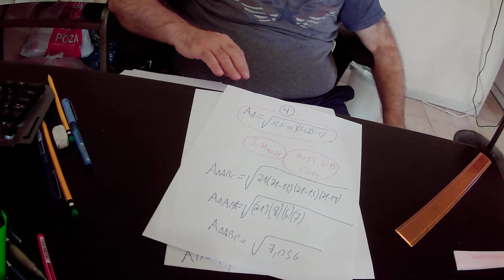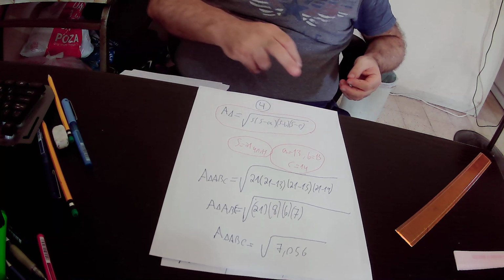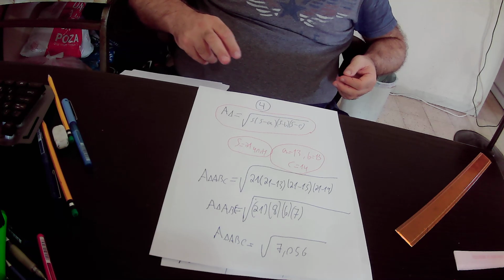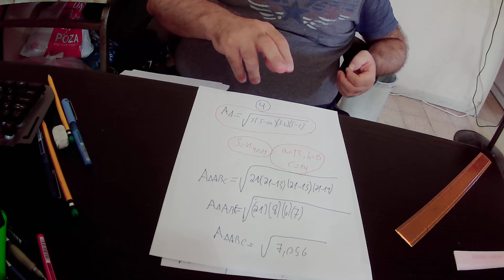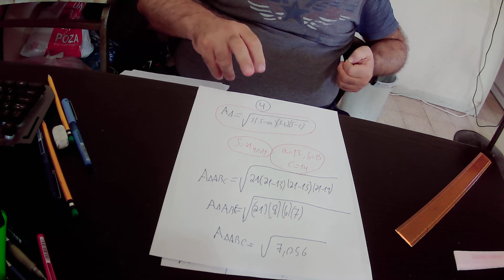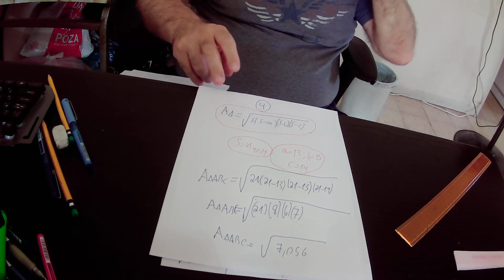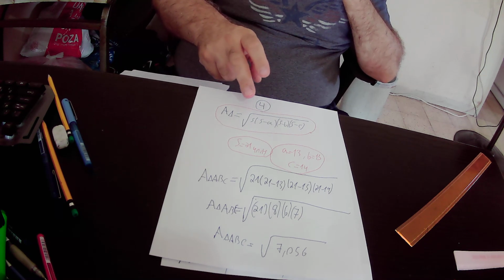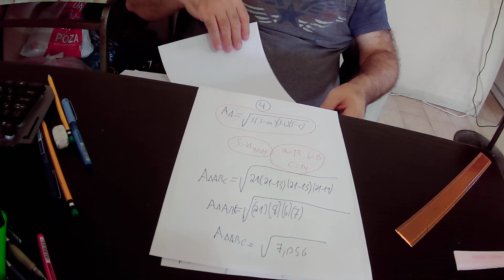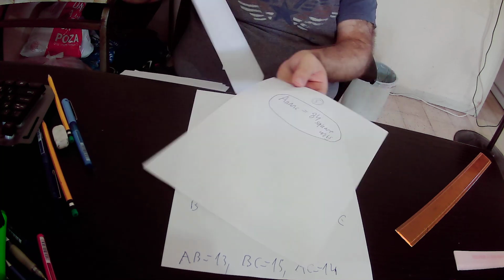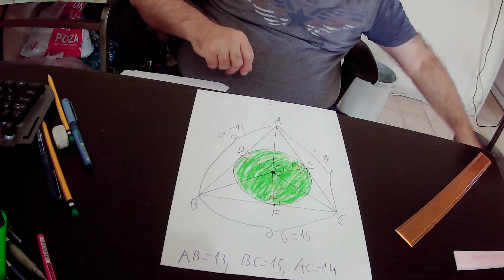according to a special formula that states that the area of any triangle equals the root of this expression, where S equals the semi-perimeter of the triangle, and A, B, and C are the sizes of the sides of the triangle. We have all the data inside of triangle ABC. So we put the data inside this formula, and we found out that the area of our triangle ABC equals 84 square units.